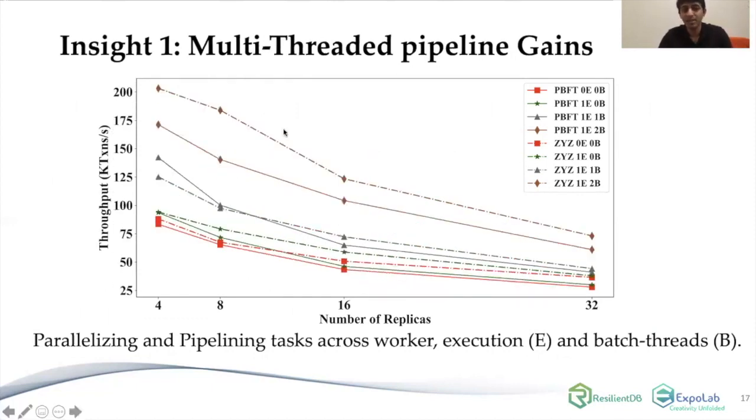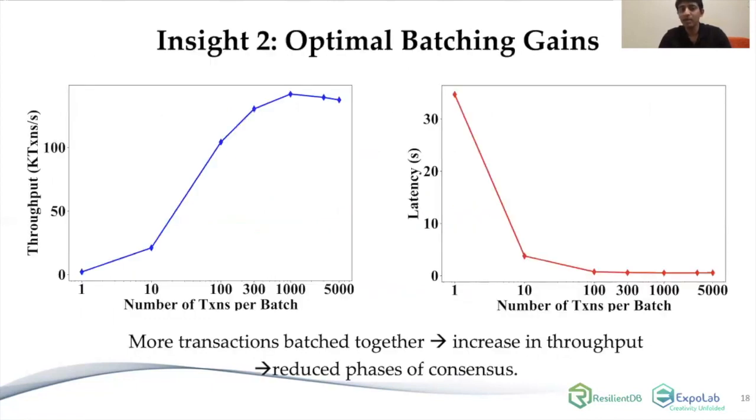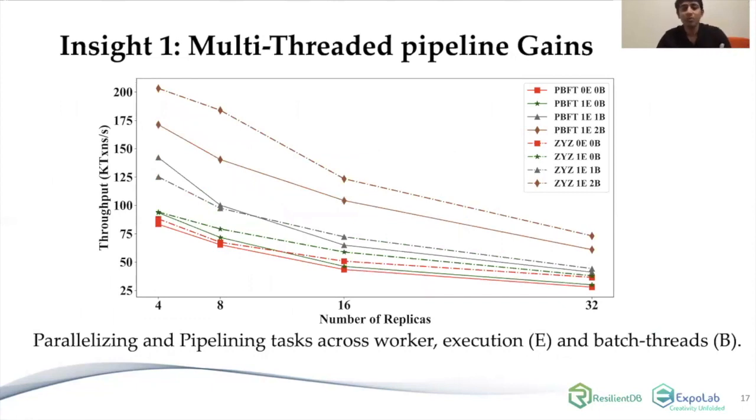Finally, as you can see, we ended up providing a large number of batching threads and execution threads. The performance is very high in this system. And clearly, there are cases where PBFT is outperforming a lot of versions of ZZYZVA. Basically, having a threaded pipeline system can help in getting more performance.